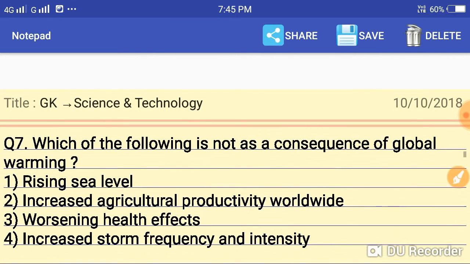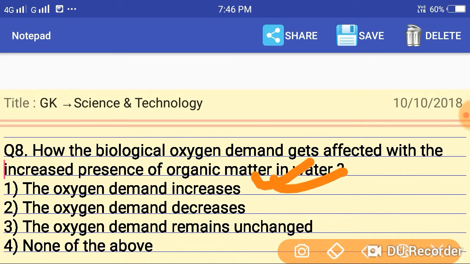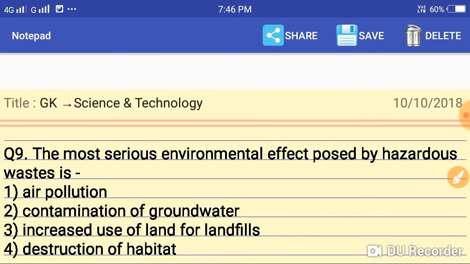Next question. How does the biological oxygen demand get affected with the increased presence of organic matter in water? Right answer option 1, the oxygen demand increases. Next question. The most serious environmental effect posed by hazardous wastes is, so right answer option 2, contamination of groundwater.